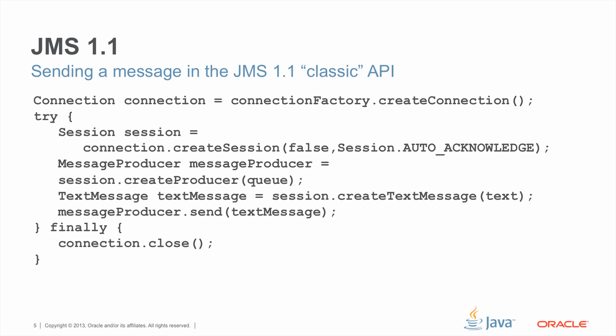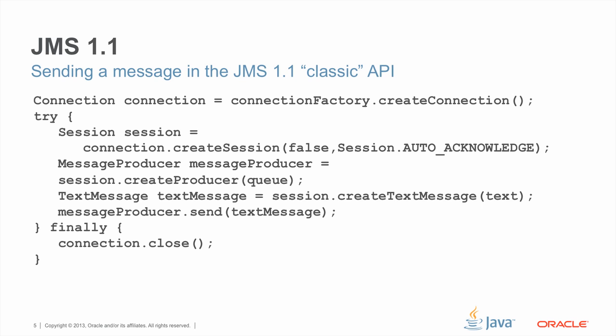Here's an example of the kind of code that you need to write currently in JMS 1.1 if you want to send a message to a queue. In a moment, I'll show you how you can do this using JMS 2.0. But in JMS 1.1, in the classic API, you start with a connection factory, you create a connection, you create a session, passing in those two parameters, then you create a message producer, and then you create a text message and set the body of the text message to the text string that you want to send. Having done all that, you can at last send the message. But finally, before you finish, you need to remember to close the connection. The thing I want you to see here is there's a lot of boilerplate code just to send a message.